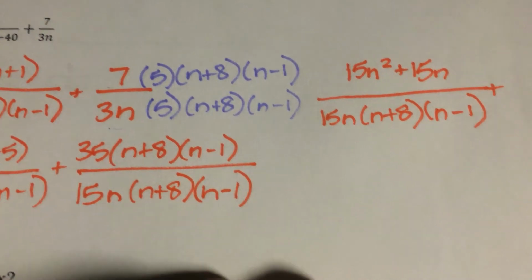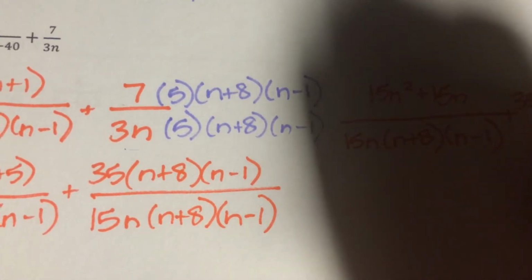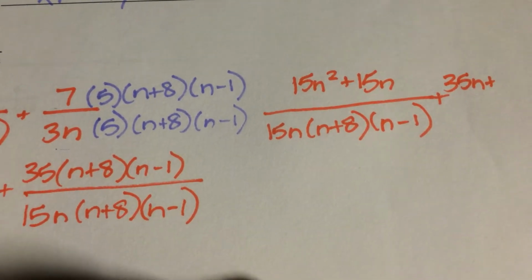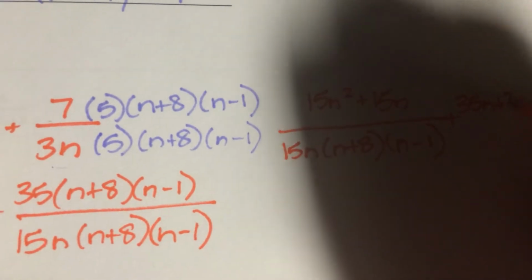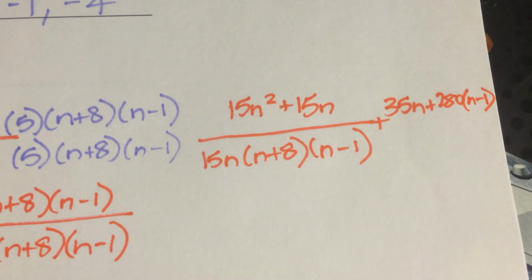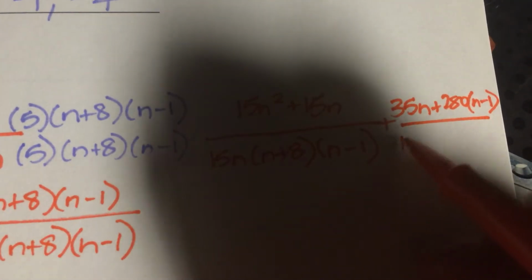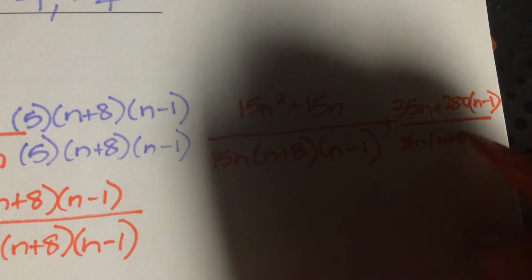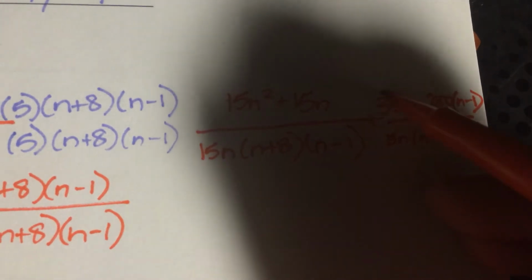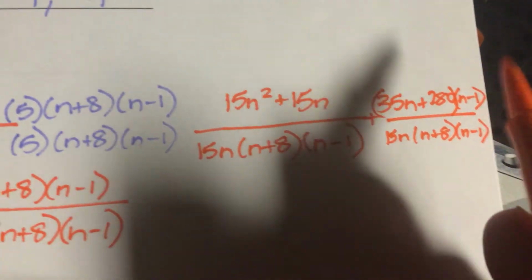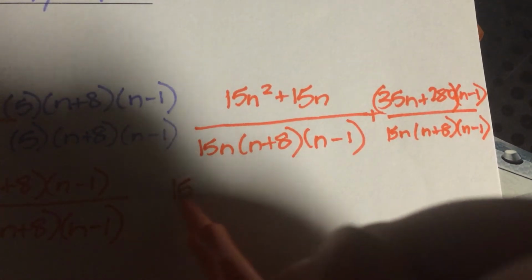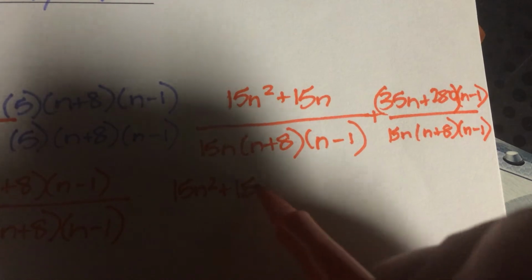Excuse me while I get my calculator out. So 35n plus 35 times 8 is 280. Of course, all that is still times n minus 1, like that. And then on the bottom, you still got your same denominator, 15n times n plus 8 times n minus 1, like that. Okay, so still need to multiply these two together before my numerators are totally simple. I know this is a long problem, so 15n squared plus 15n.